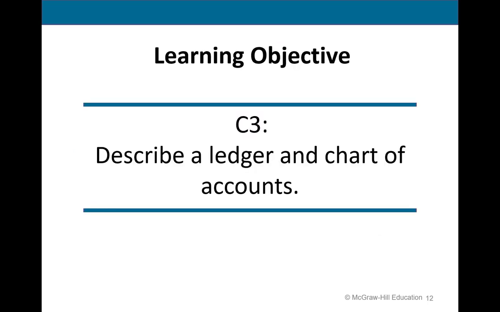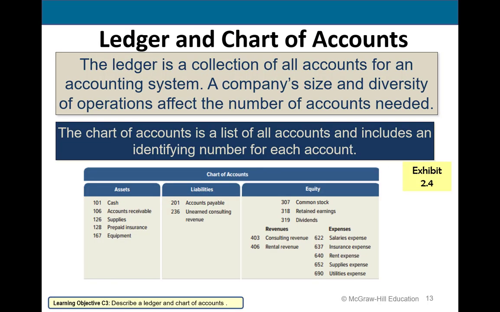Describe a ledger and chart of accounts. The ledger is a collection of all accounts and their balances for an accounting system. Company size and diversity of operations affect the number of accounts needed. A chart of accounts is a listing of all accounts in the ledger, and each account includes an identifying number. Notice that all asset accounts begin with an account number of 1, liabilities a 2, equities a 3, revenues a 4, and expenses a 6.